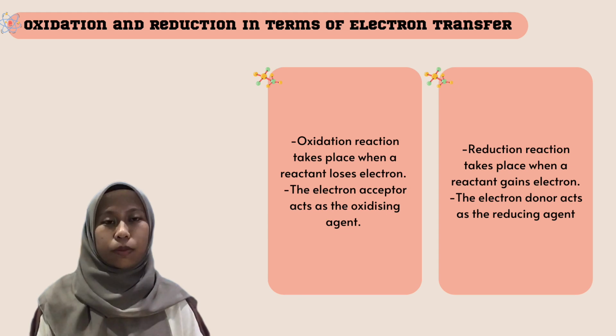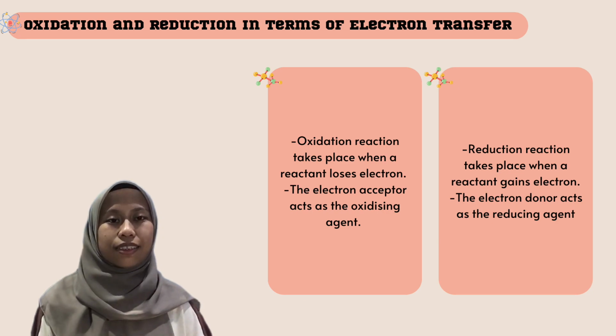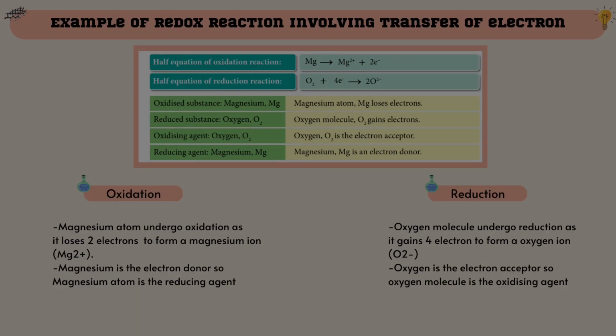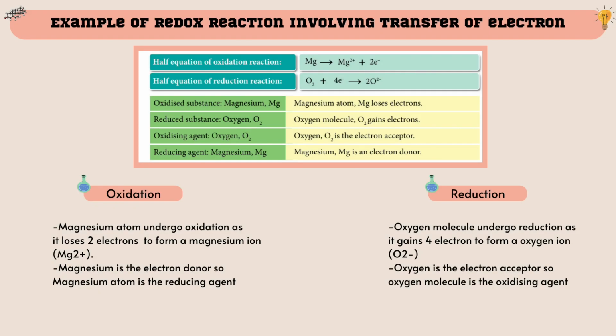Now I want to explain about the oxidation and reduction in terms of electron transfer. Oxidation reaction takes place when a reactant loses electrons. The electron acceptor acts as the oxidizing agent. Reduction reaction takes place when a reactant gains electrons. The electron donor acts as the reducing agent. Here are the examples of redox reaction involving transfer of electrons.